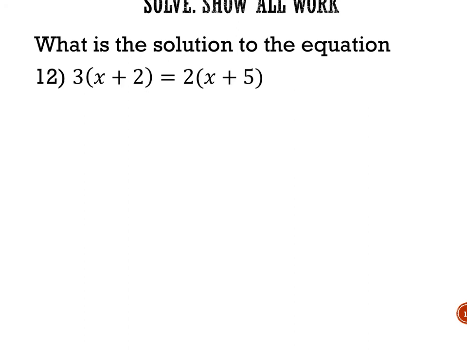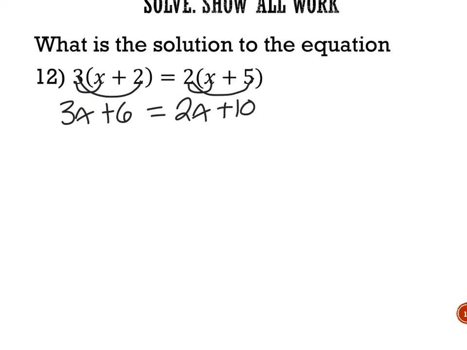What is the solution to the equation? Number 12, 3 times x plus 2 equals 2 times x plus 5. First thing I'm going to do is distribute. 3 times x equals 3x. 3 times 2 equals 6, so plus 6 equals 2 times x equals 2x. 2 times 5 equals 10.